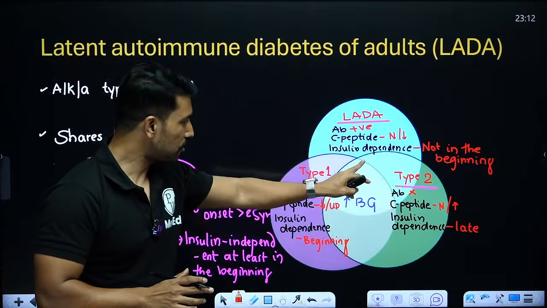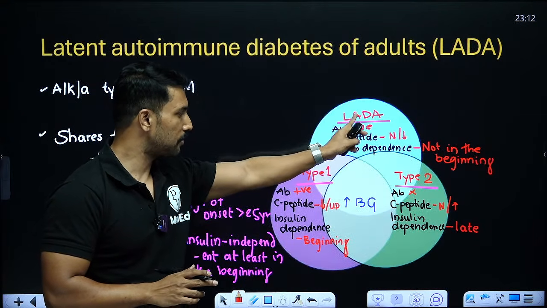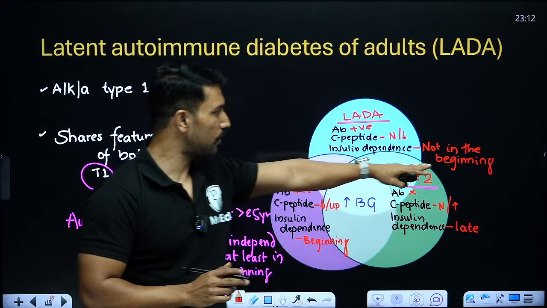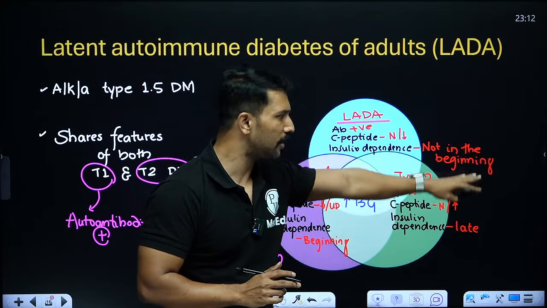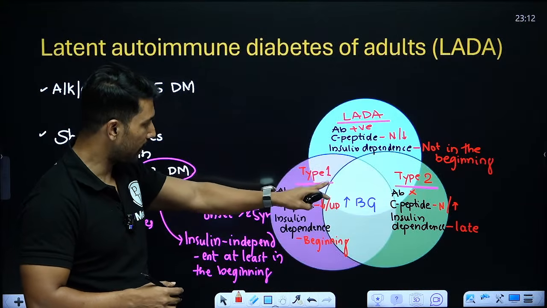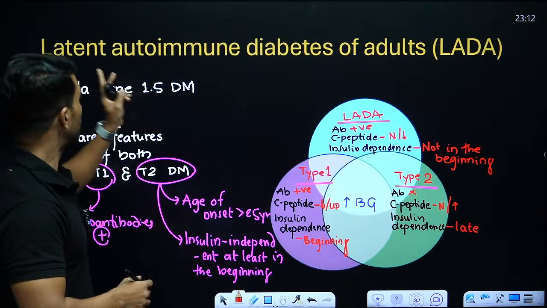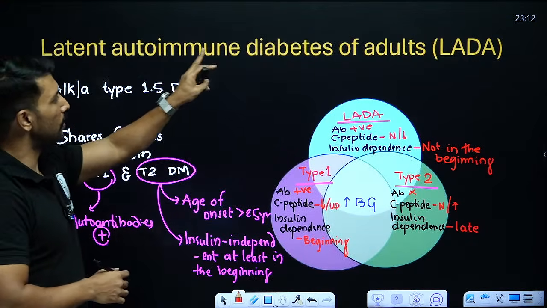So one thing that is shared by all the three is hyperglycemia. And then the shared feature between LADA and type 2 is that there is no insulin dependency in the beginning, and age of onset is adults. And shared between LADA and type 1, antibodies, right? That's why it is called latent autoimmune diabetes of adults.